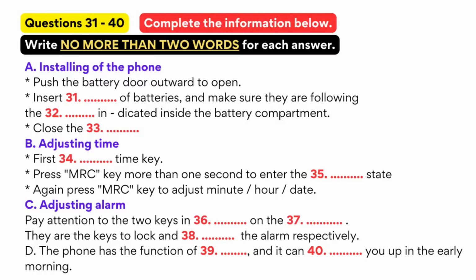Now it comes to adjusting alarm. Press alarm key to enter the 3 states of A1, A2, A3. Pay attention to the 2 keys in the corner on the right hand. They are the keys to lock and unlock the alarm respectively. Press MRC key to enter the adjusting procedure. And have you seen the second digit begin to flash? Yes, I think I should repeat this action, yes? Yes. Press MRC key again to adjust minute and the on-off of the alarm.